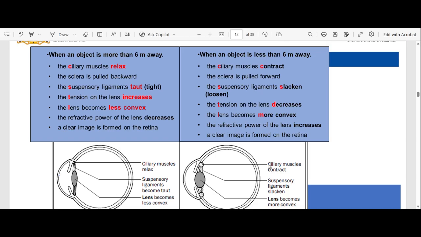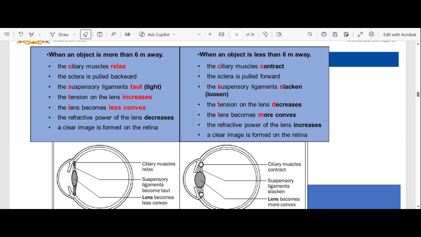Okay, let's go to an object that's less than 6 meters. Your ciliary muscles, as you can see, they become bigger in size, right? Ciliary muscles will contract, right? And when they contract, they cause your suspensory ligaments to become loose or to slacken. And when your suspensory ligaments loosen, they cause your lens to become more convex because they decrease the tension. When your lens becomes more convex, it increases its refractive power. So it means that light will be bent even more.